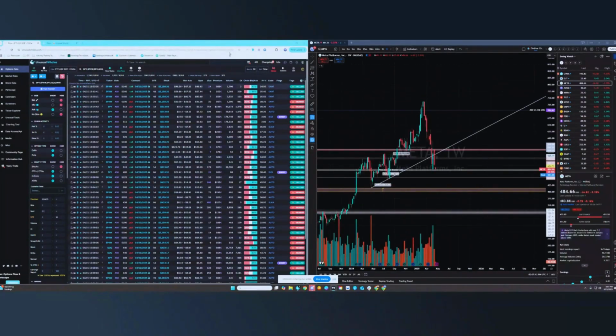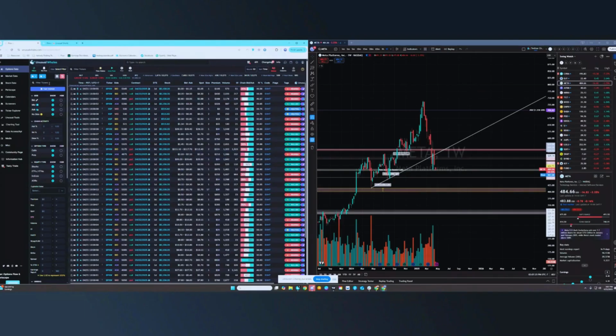Then I would come over here to Unusual Whales. First off, I'll do a quick comb through. Depending on how big the move is, if we went to this 415, that's the original move I would expect to see if this were to sell off. I would go to Unusual Whales over here, and I would know that 415 is about 12, 13% out of the money.